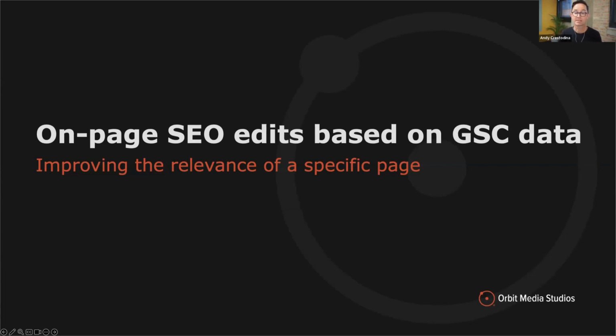On-page SEO edits based on Google Search Console data, improving the relevance of one specific page. That's why this is different. Last time I was in Google Search Console, I was downloading all of my URLs, performance in click-through rate and average position. Now I'm just going to one URL.